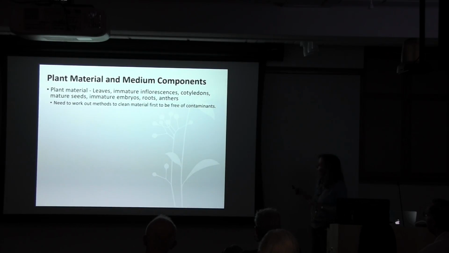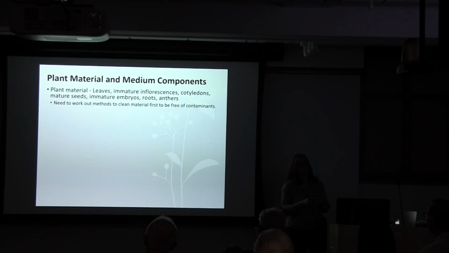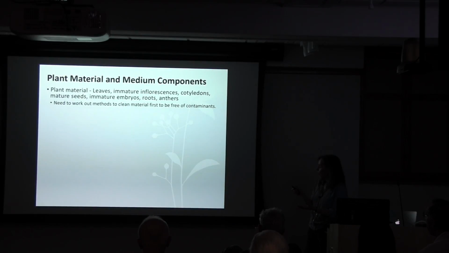So for plant material, we have a number of choices, but for monocots, what works best are immature inflorescences, mature seeds, and immature embryos. For dicots, you can pretty much try any one of these types of plant material. One part where we do spend quite a bit of time also is working out methods to clean up that material.